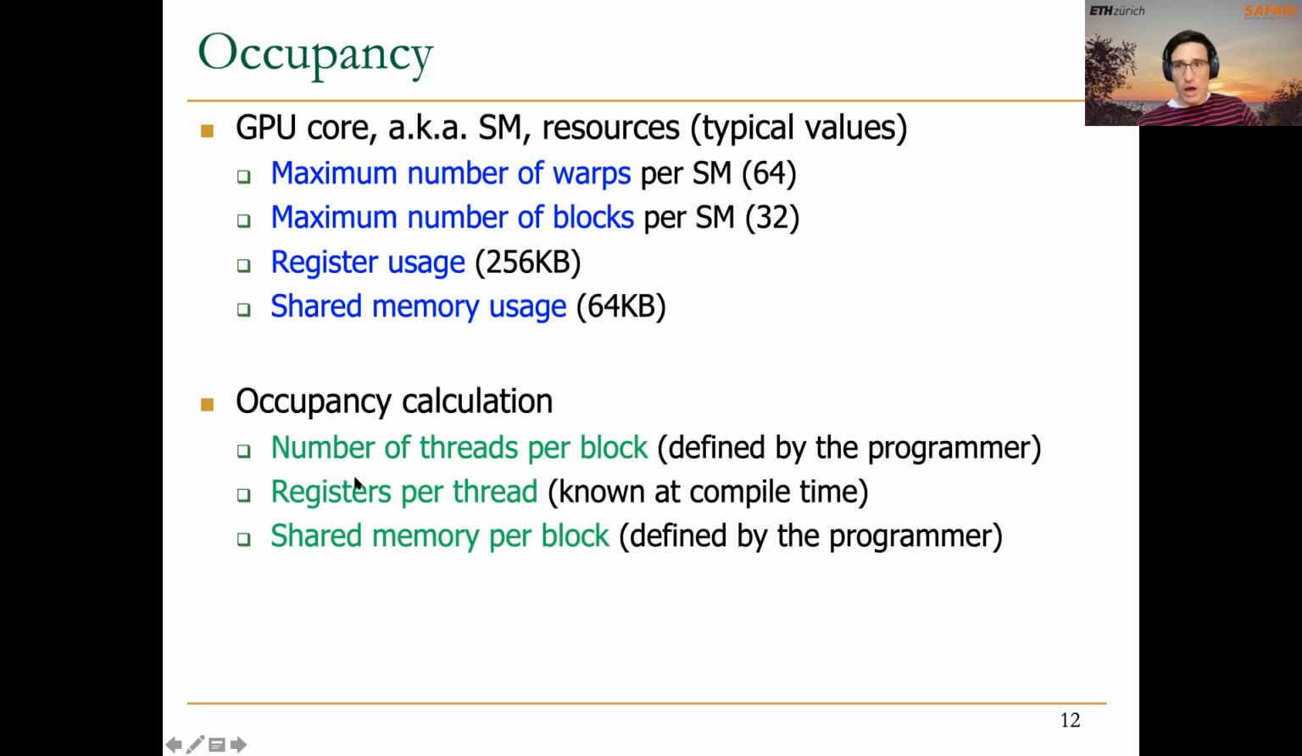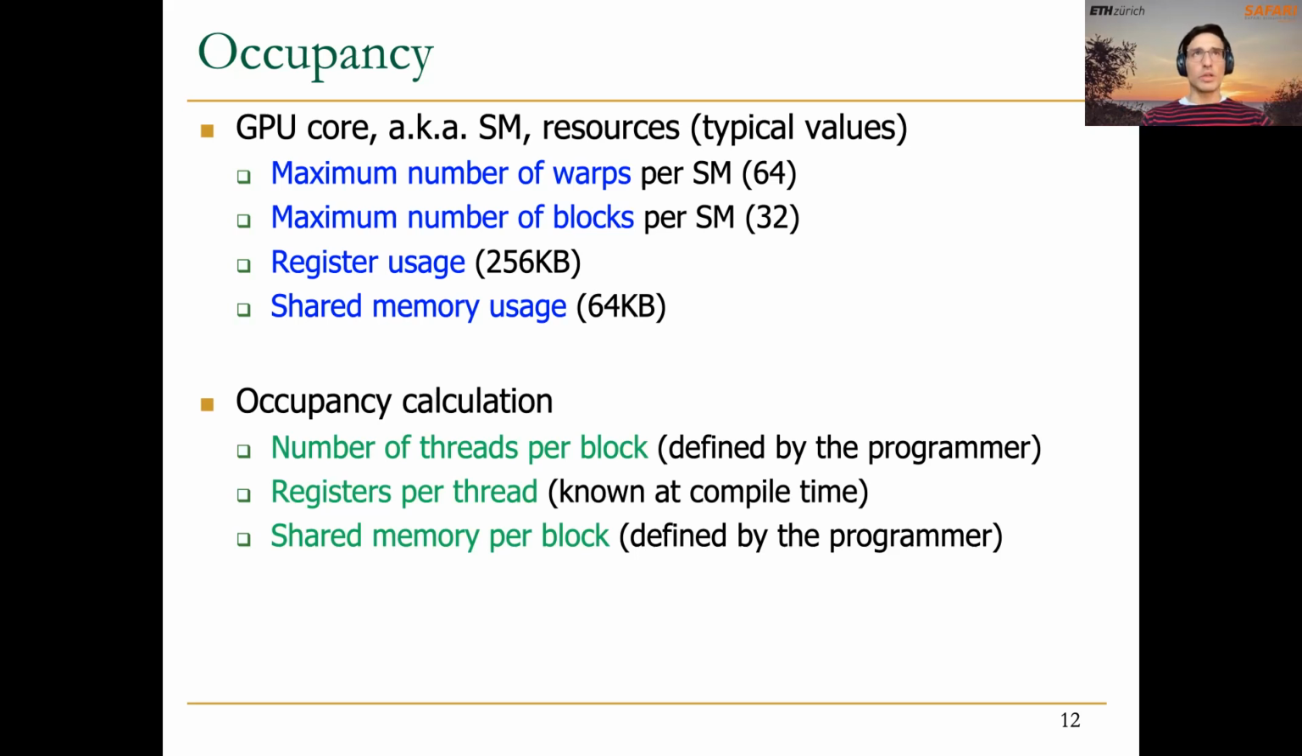That depends on the automatic variables that we have in our code, and it depends on how our code itself is written. This is something that we can know at compile time, because the compiler allocates the registers to the threads. So the compiler can give us this information of how many registers each thread is going to need, and finally the shared memory per block, which is also defined by the programmer, because we as programmers have to allocate this shared memory, and we can reserve as much as we need.